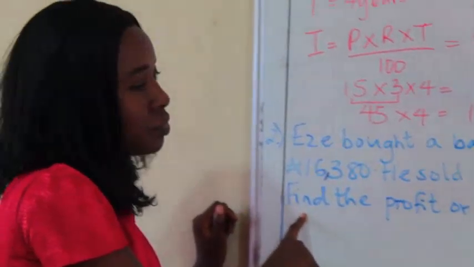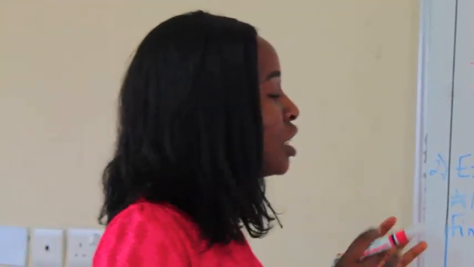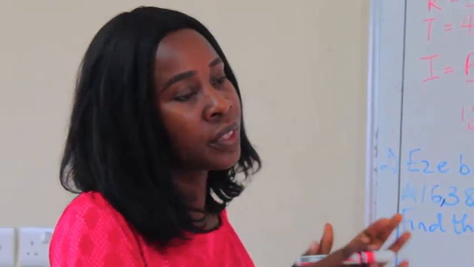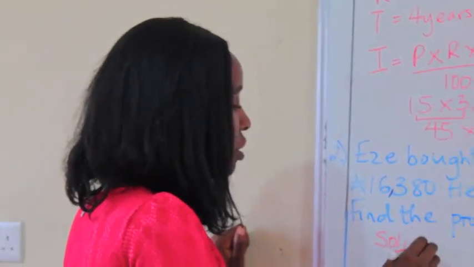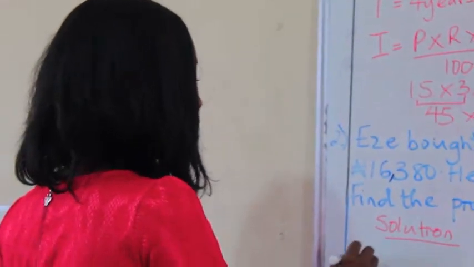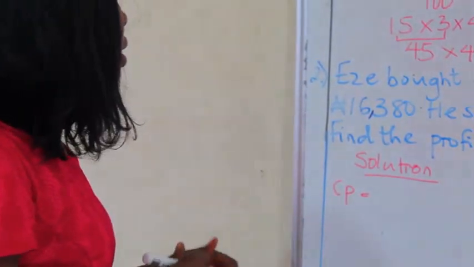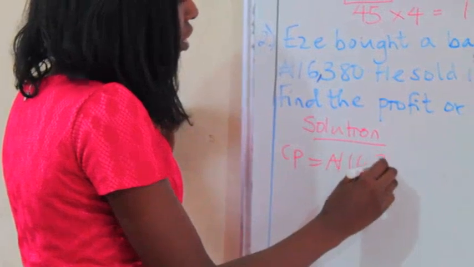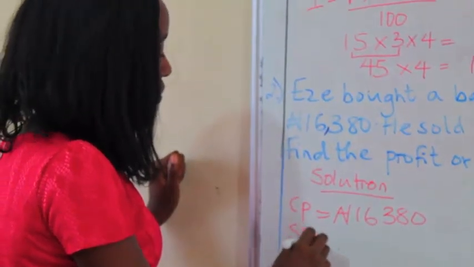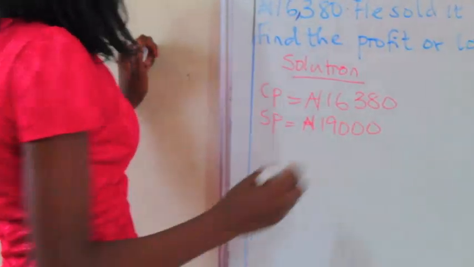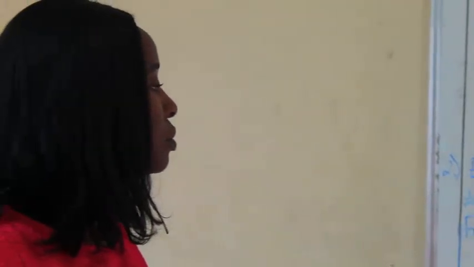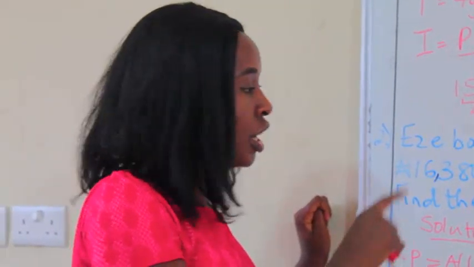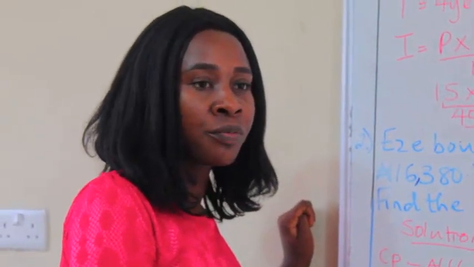In this question, the first thing we need to do is to ask ourselves whether it's a profit that is being made from the bag of rice sold or a loss. And to answer that question, we have to look at the cost price. That is the amount the bag of rice was bought. And the cost price is 16,380, and the selling price is 19,000 naira. A profit is made when there's an increase in the selling price, and a loss is made when there is a reduction in the selling price.